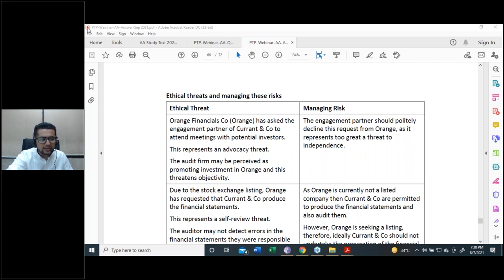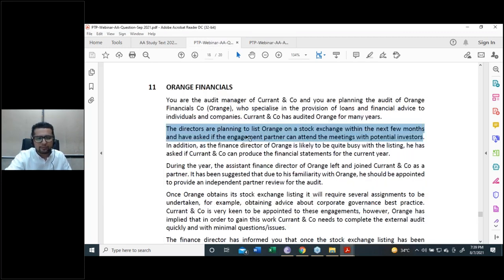Sir, do all threats threaten objectivity? Not necessarily. If you are taking a bribe, your integrity is compromised. Forget the objectivity. You have to check the immediate impact. Okay, let's continue the question.